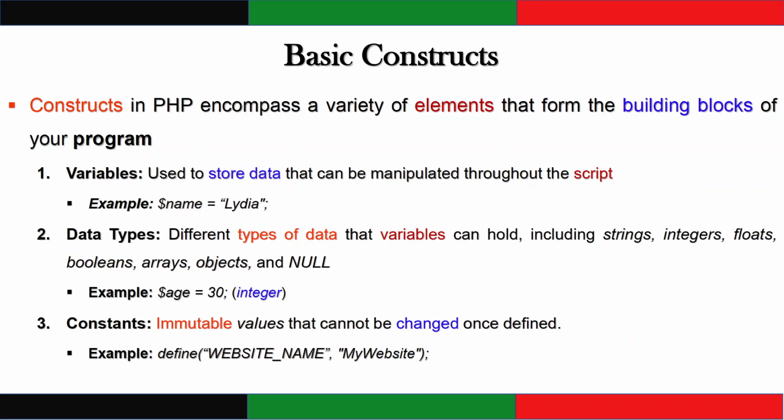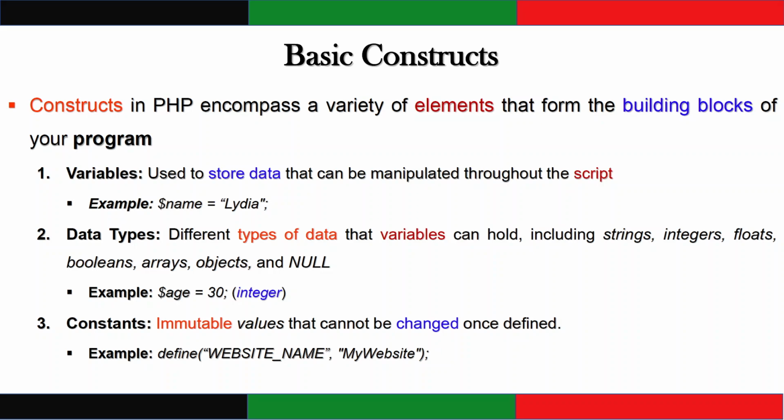Apart from variables, we also have what we call data types. Again, data types is simply the kind of information, the type of data that we want to put inside our variable, or the kind of data that we want the variable to hold at any time. And PHP has about 6 or 7 types.